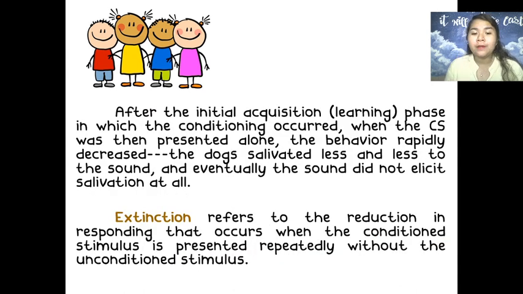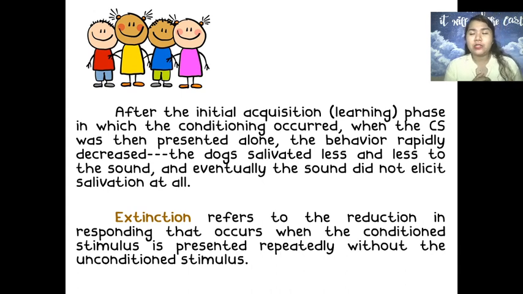So, after the initial acquisition or learning, natutunan ng dogs na in-associate na nila yung meat doon sa bell. Extinction is the phase in which the conditioned stimulus, or yung bell, was presented alone. Yun lang. The behavior rapidly decreased. So, extinction refers to the reduction in response that occurs when the conditioned stimulus is presented repeatedly without the unconditioned stimulus.